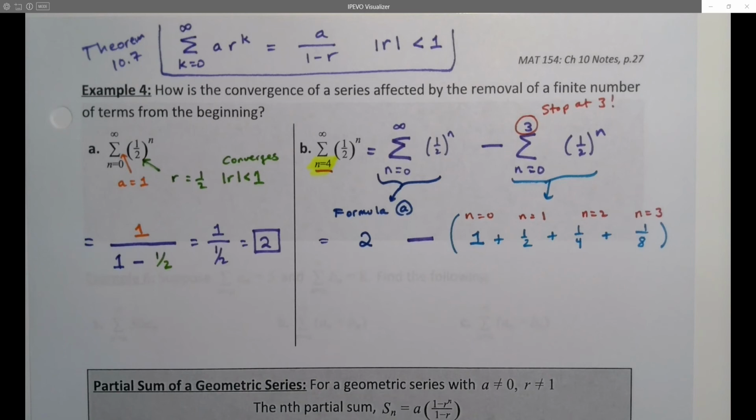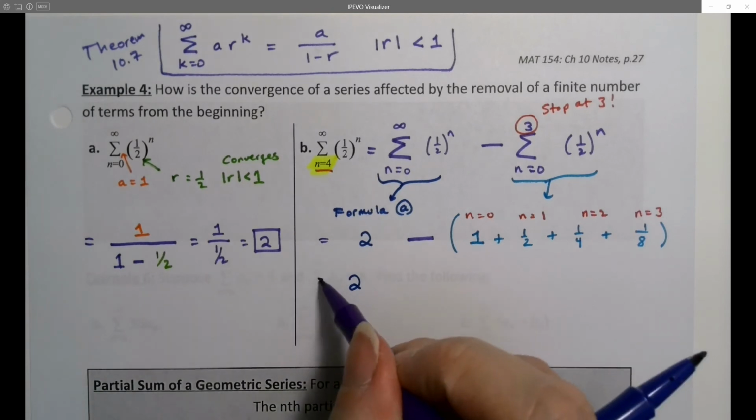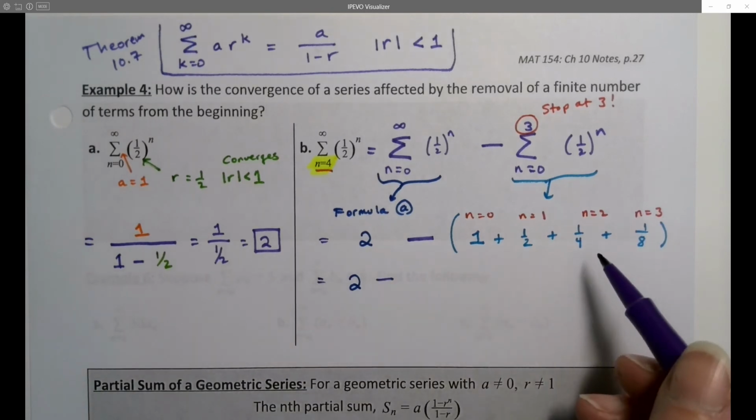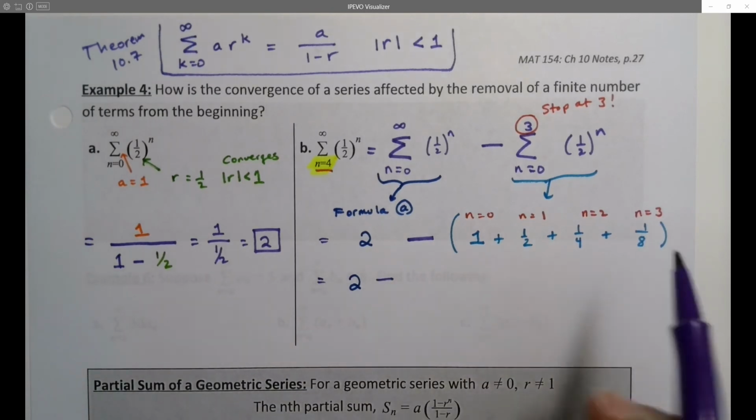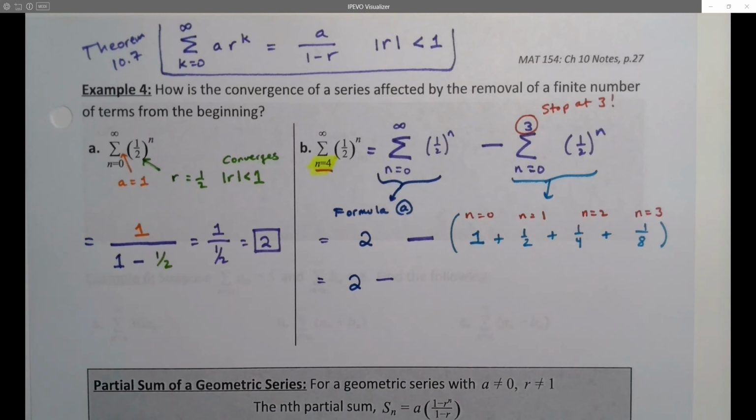Right? So we've made an adjustment for the fact that we're starting at 4. So since we're starting at 4 instead of starting at 0, this is what we're doing. So this would be 2 still, and then this we could find with a calculator, with Desmos, with whatever. And let me pull that up 1 second.